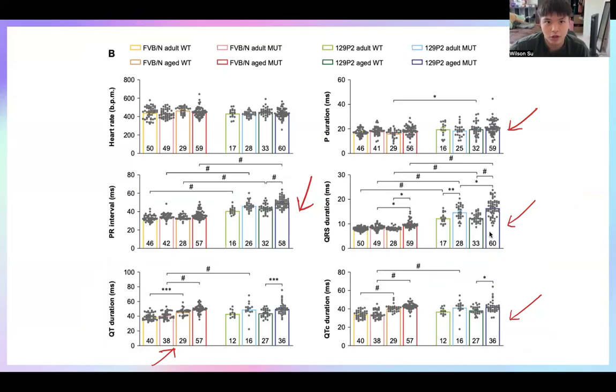But as you can also see, there were big differences on the strain of 129P2, comparing this to the FVBN. And if you're confused by the colors, you can pause the video and look at the key up here on top to see the main differences.